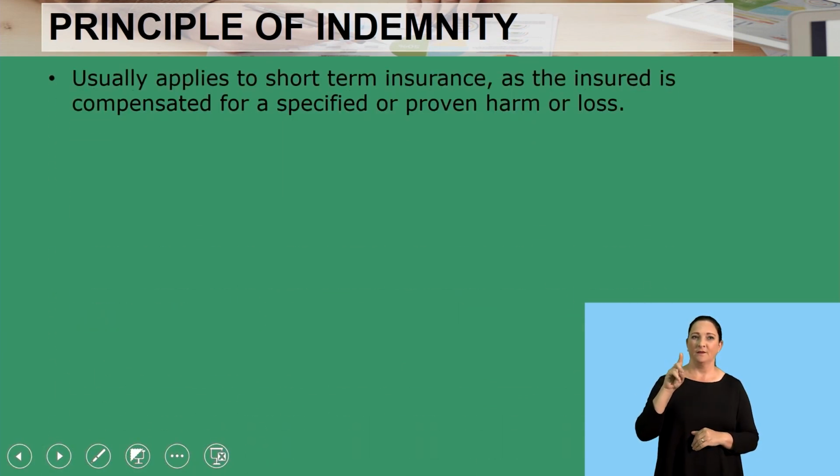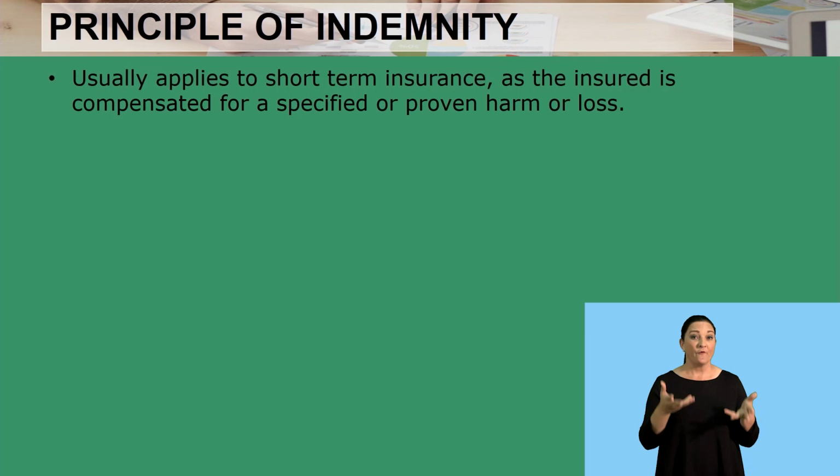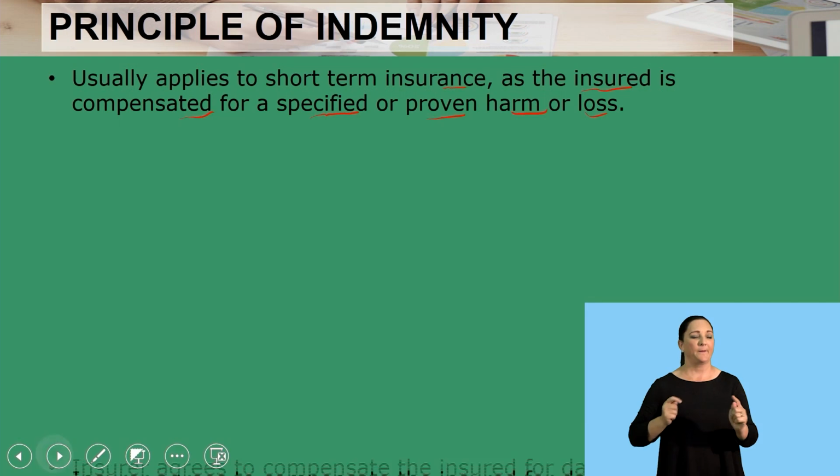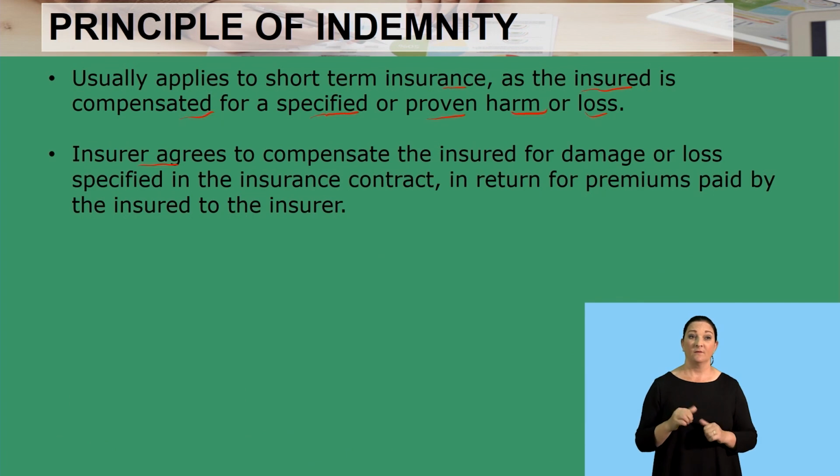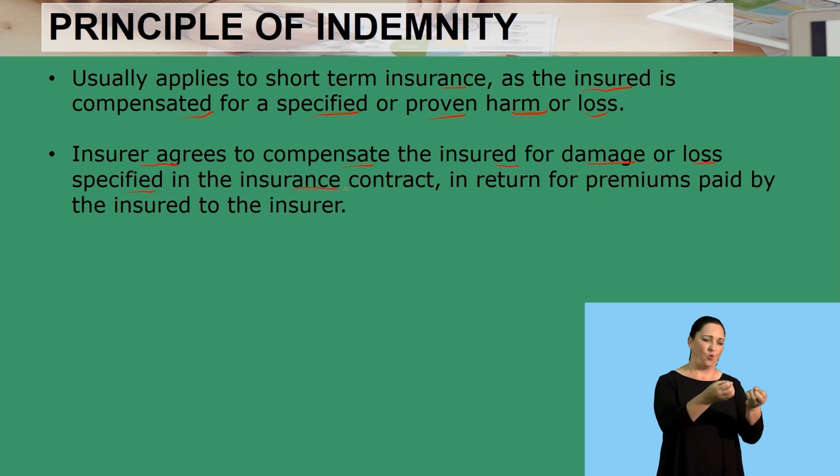The first principle we have is the principle of indemnity. What does it say to us? The principle of indemnity usually applies to short-term insurance, as the insured is compensated for a specified or proven harm or loss. So they have to be compensated, they have to be repaid for that harm or damage that might have occurred. So the insurer with this principle agrees to compensate the insured for damage or loss specified in the insurance contract in return for premiums paid by the insured to the insurer.